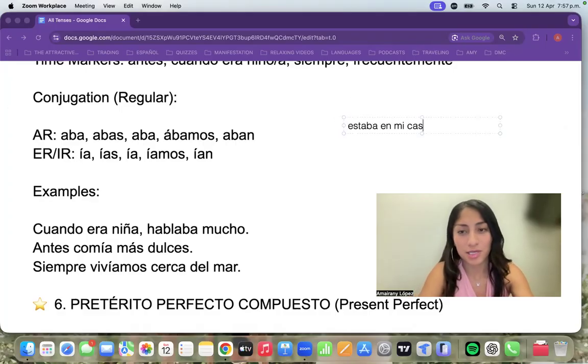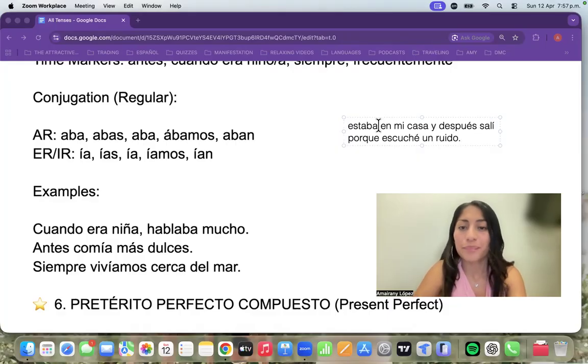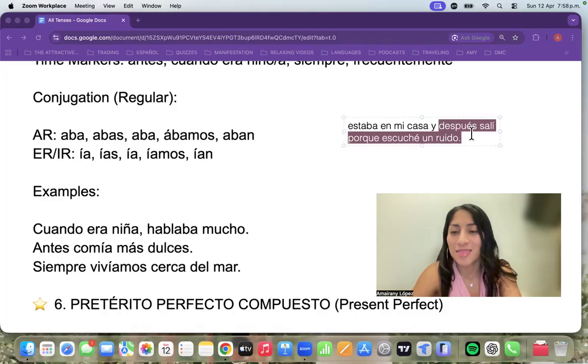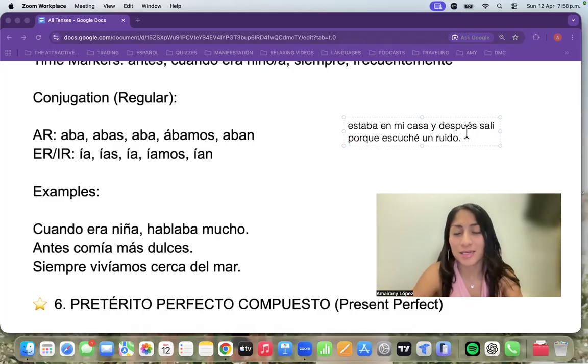Estaba en mi casa y después salí porque escuché un ruido. Now, this talks about what I was doing at the time, the ongoing past action. I was at home, and later I went out because I heard a noise. So, después salí porque escuché un ruido. As you can see, this is an action that had a clear beginning and an ending.